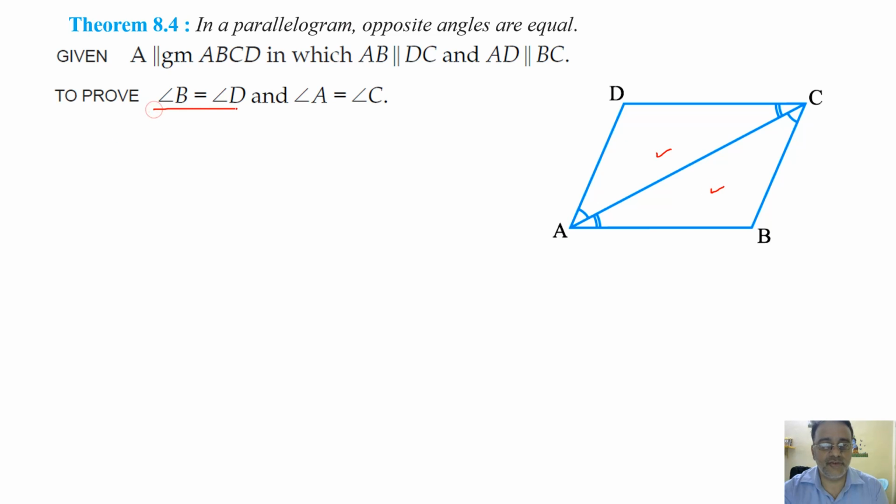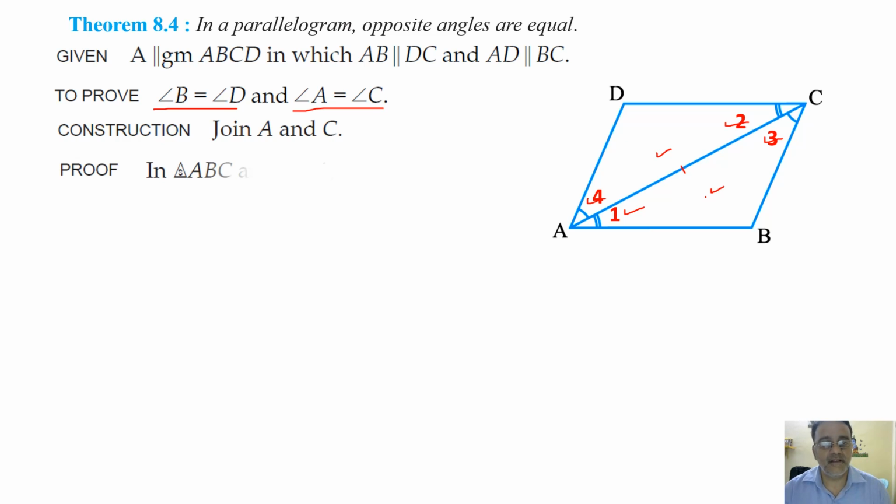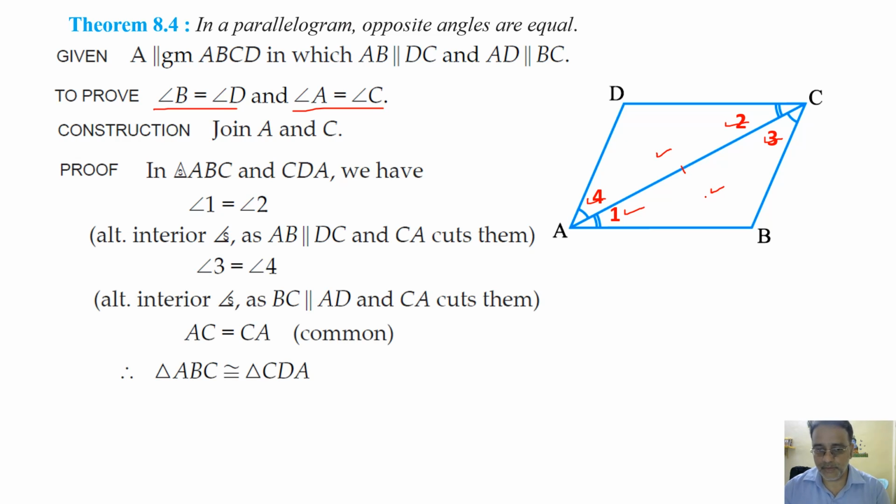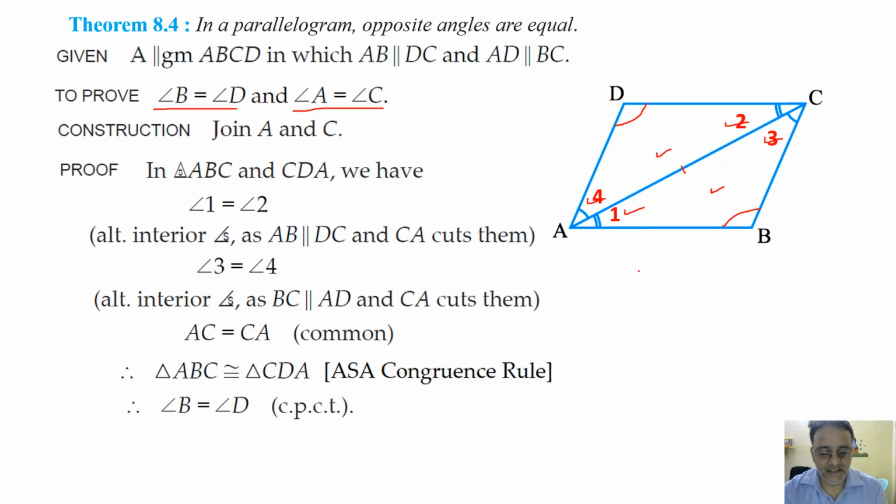So what we have to show is that angle B is equal to angle D and angle A is equal to angle C. So join AC. Now we'll prove these two triangles congruent. Angle 1 is equal to angle 2, alternate interior angles. Angle 3 is equal to angle 4, alternate interior angles, and this is common. So these two triangles are congruent by which criteria? Angle side angle, right, ASA. This part is a copy of the previous theorems. So angle B is equal to angle D. Why? CPCT.